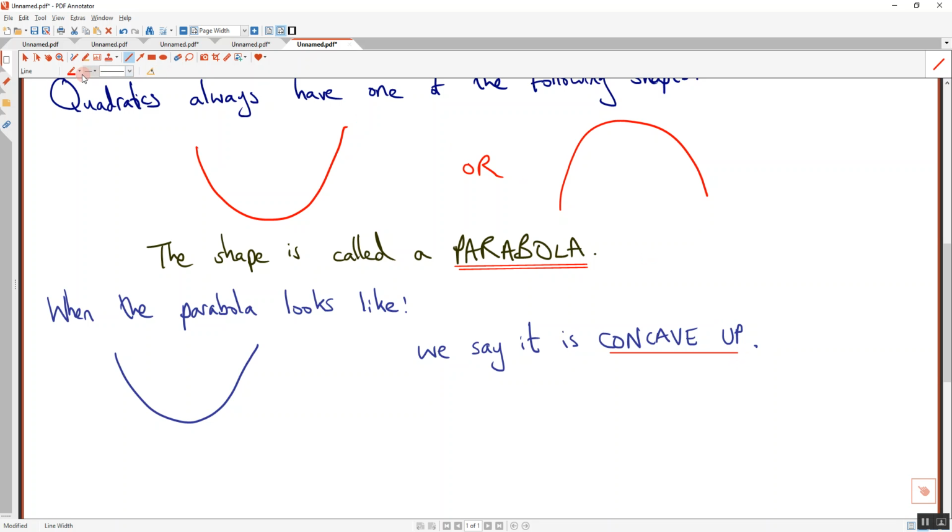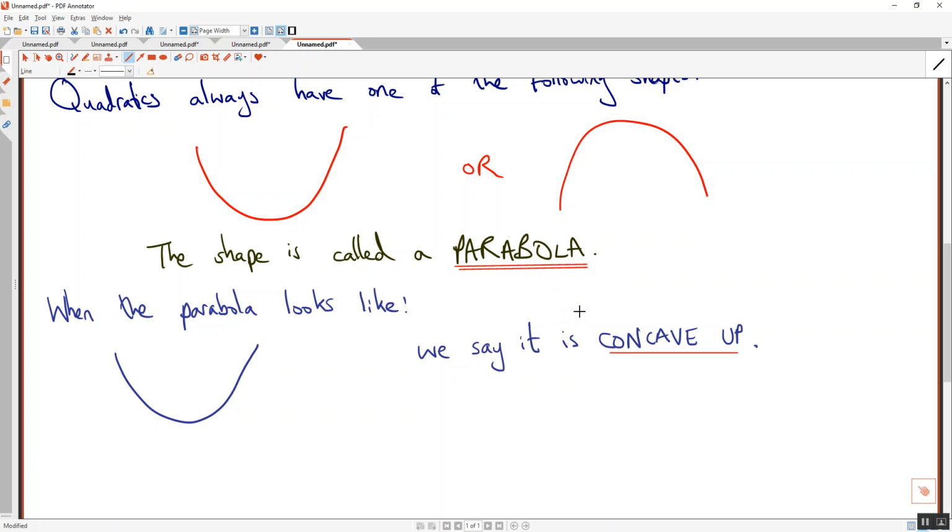Now, from Friday, I know what you were saying. On Friday, we were able to tell whether it's a smiley face like this or a sad face. How do we know when it's a smiley face like this one? When what is positive? The coefficient in front of what? The a, right?